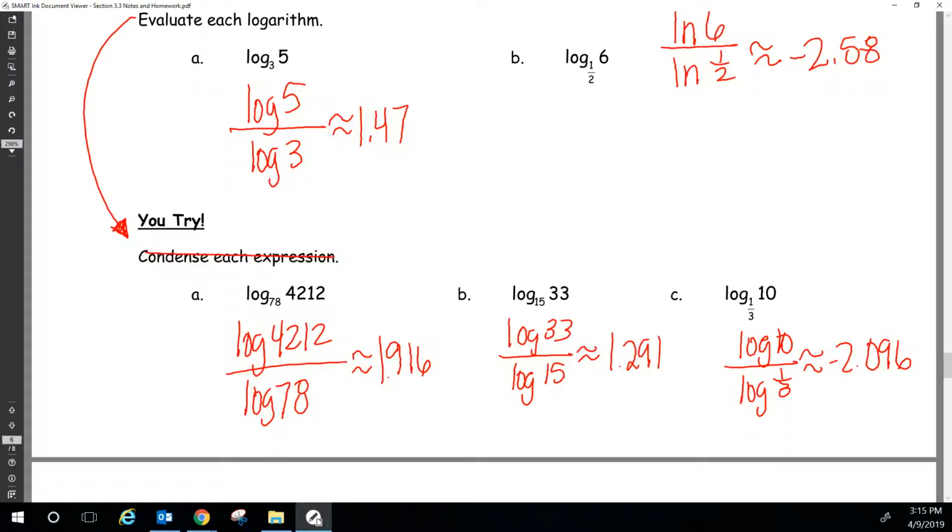Coming up next, section 3.4, we're going to start solving some exponential and logarithmic equations.